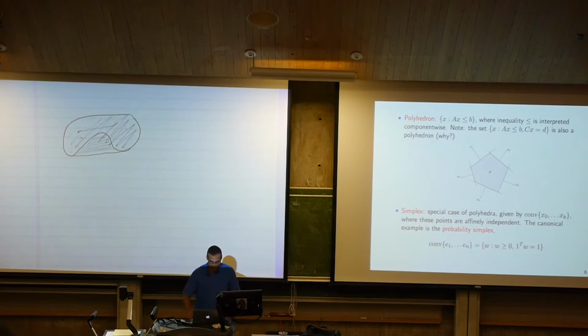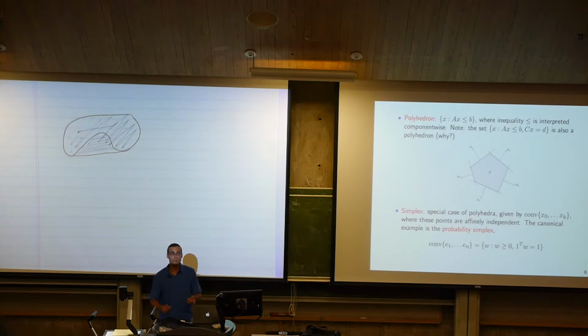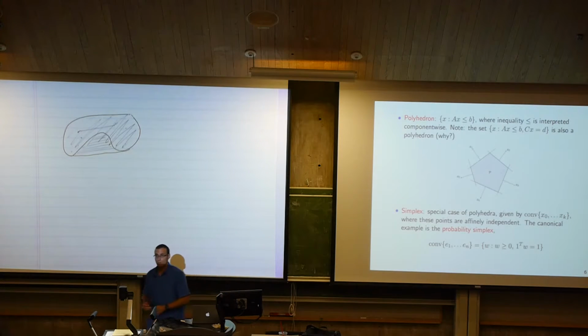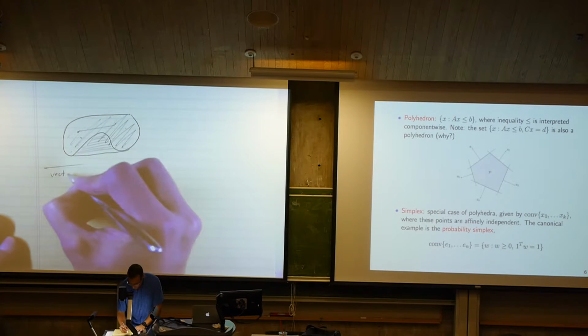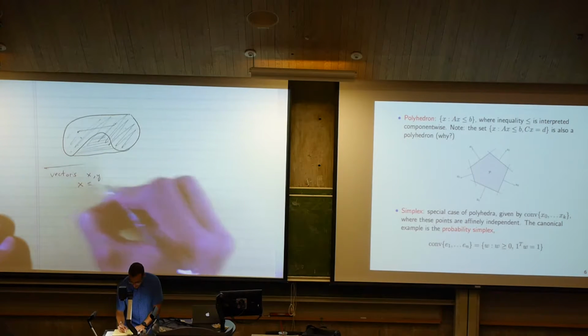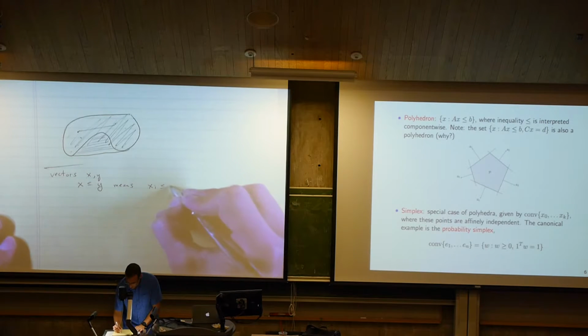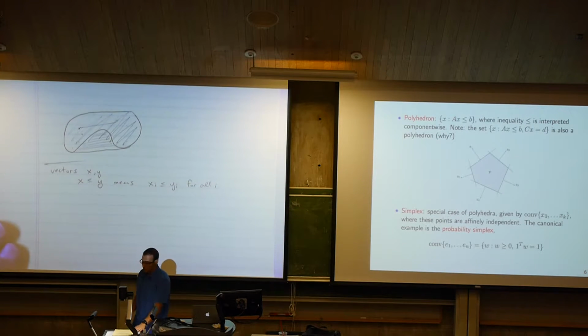So what do we mean by that? This is a little bit unorthodox notation. Ax is a vector, right, and b is a vector. So by Ax less than or equal to b, I mean that every element of Ax is less than or equal to the corresponding element of b. We're going to use that notation in general throughout the semester. If I have vectors x and y, and I say x is less than or equal to y, we mean that x_i is less than or equal to y_i for all components i. That's the notation that we're going to use.